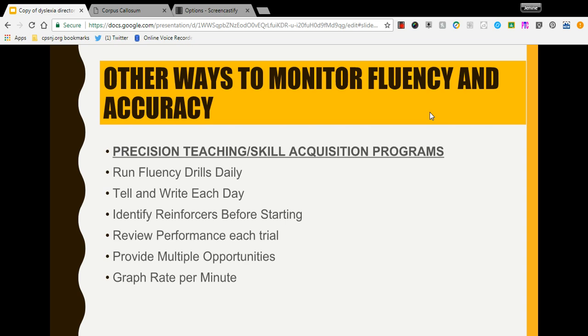So other ways to monitor fluency and accuracy. Some students require what we call precision teaching or skill acquisition programs, where we extract different skills and really run intensive interventions in those areas. So we can do different things with reinforcers. We can review performance on each trial. We could provide multiple opportunities, and then we can graph these different types of skills that we target.